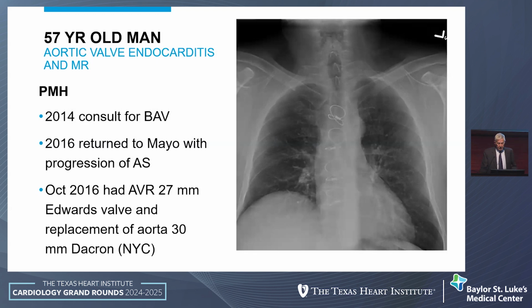Now, this is another case that I think illustrates the value of thinking volumetrically. This is a man who had a bicuspid aortic valve with aortopathy, seen at Mayo Clinic. We advised surgery. For some reason, he didn't like what we had to say. He went to New York, had aortic valve replacement of the ascending aorta. Everything worked out pretty well except for the right phrenic.